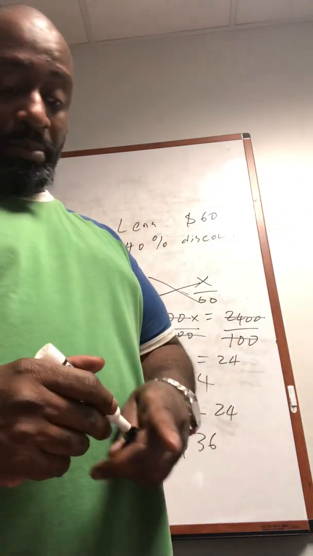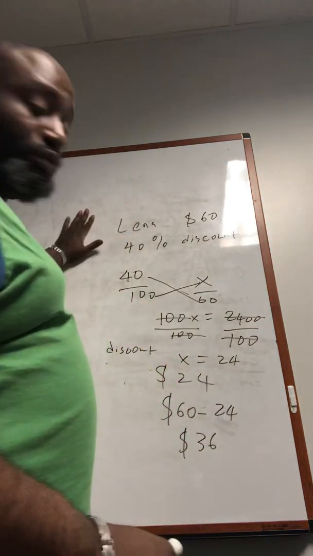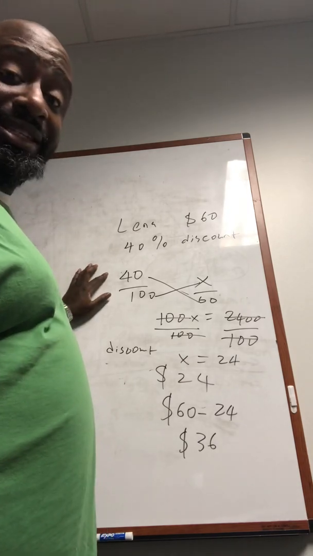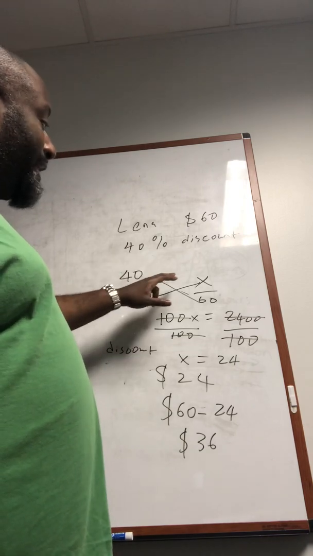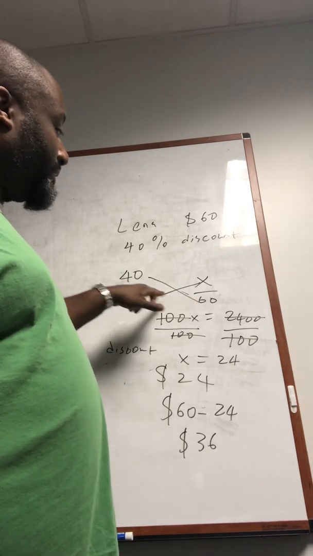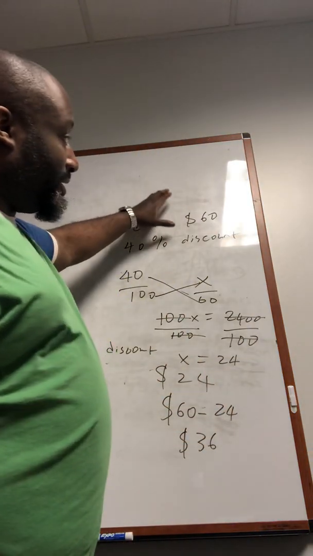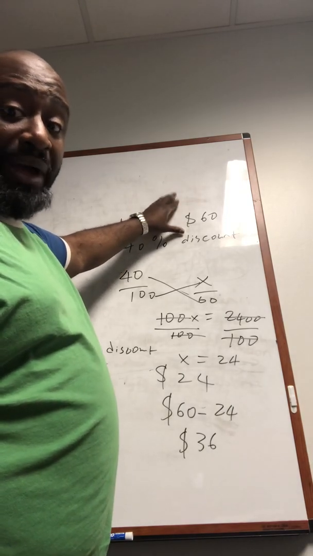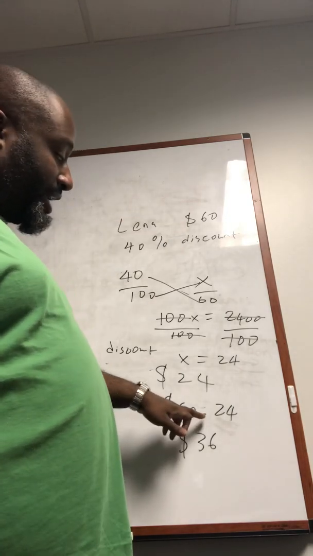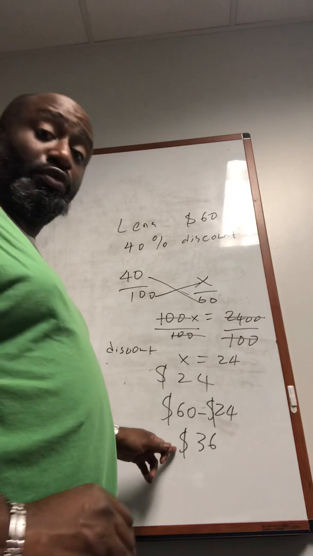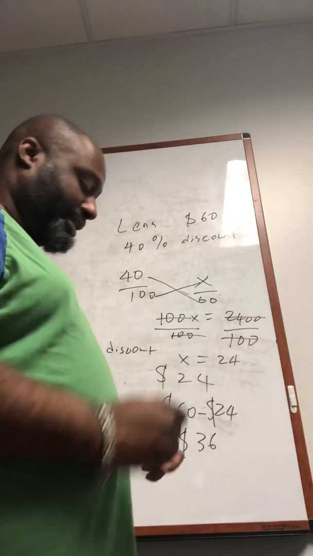I want to go over this one more time. Lena has a shoe, it costs $60. She's given a 40% discount. 40% is the same thing as 40 over 100. So we cross multiply, we put the 60 here. We found it to be 24. Now, remember this, the answer is not 24. The discount is 24. So now we subtract the discount from the original cost price of the shoe. $60 minus $24, and the cost price of the shoe now is $36.